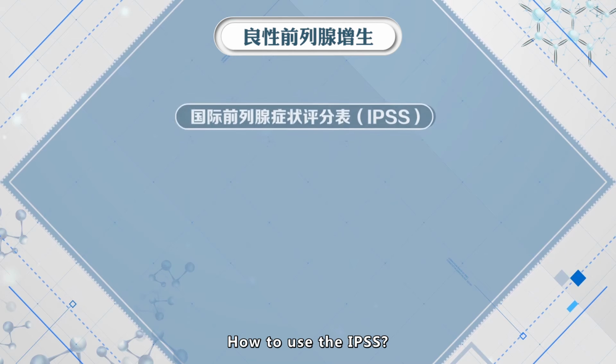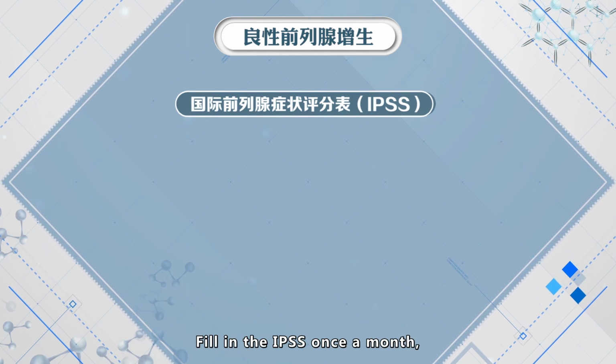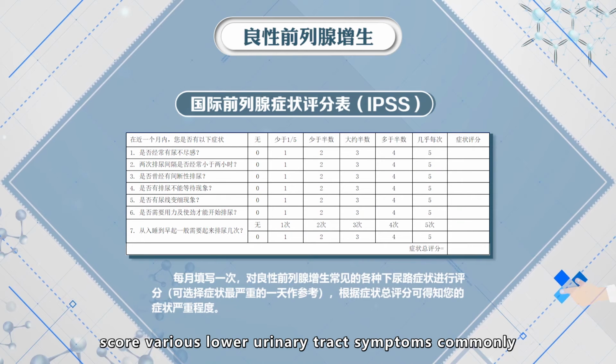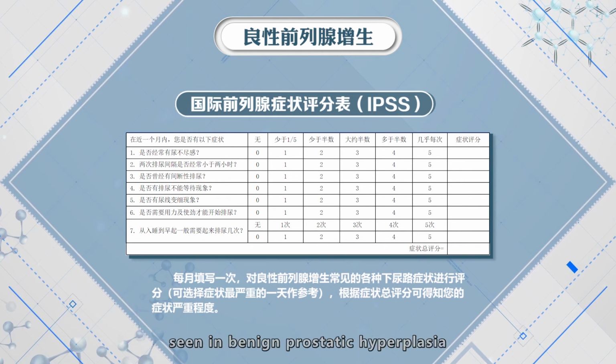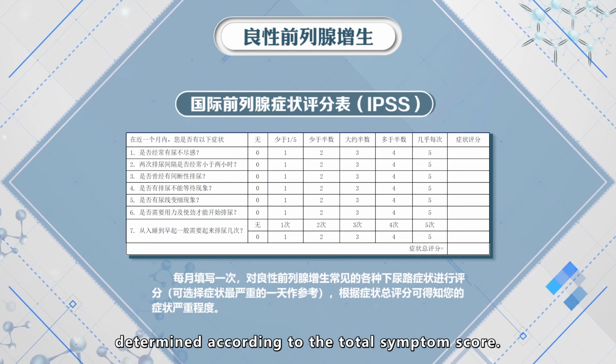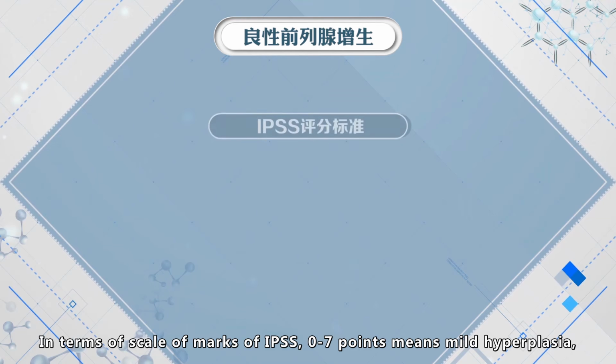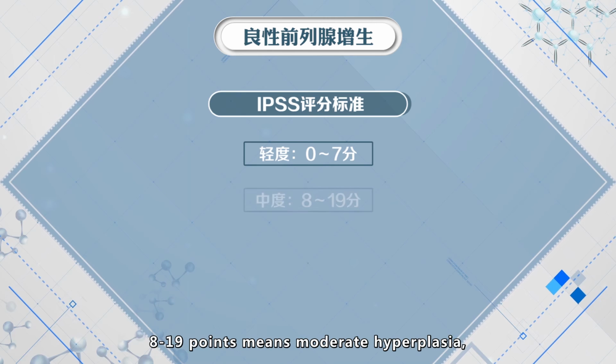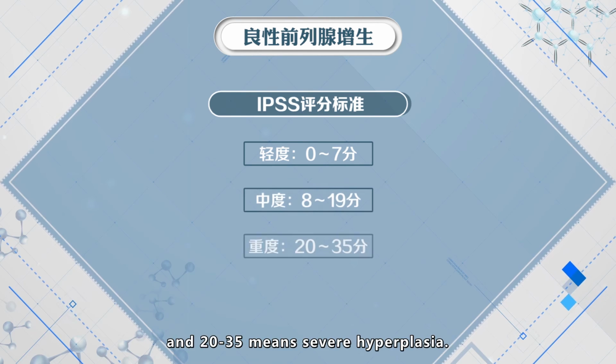How to use the IPSS. Fill in the IPSS once a month. Score various lower urinary tract symptoms commonly seen in benign prostatic hyperplasia, and the severity of the symptoms can be determined according to the total symptom score. In terms of scale of marks of IPSS, 0 to 7 points means mild hyperplasia, 8 to 19 points means moderate hyperplasia, and 30 to 35 means severe hyperplasia.